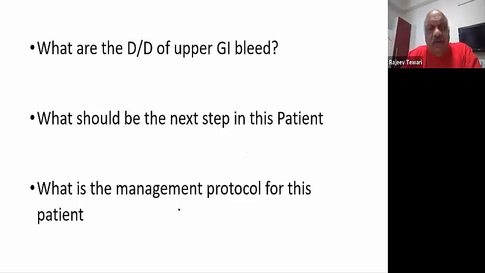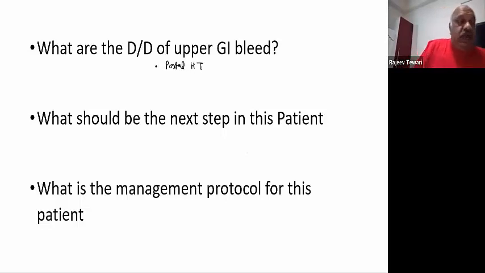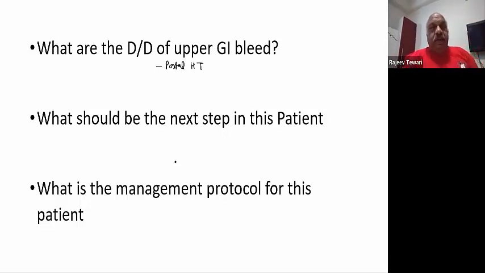So obviously, this is quite obvious, dilated portal vein and chronic liver disease. Obviously, it's a case of ascites, splenomegaly. It's a case of portal hypertension bleed. So here I'll discuss upper GI bleed. What are the differential diagnoses? I'll discuss all the points here. What should be the next step and how to manage this patient. Next slide, please.